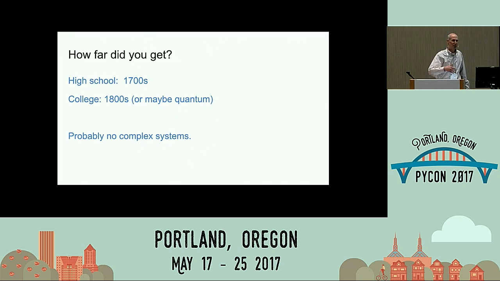If you went through a pretty standard high school and college curriculum, you probably got up to about 1800. In high school, you learned Newtonian physics, and that got you up to about 1700. In college, you might have done thermodynamics and got up to the 1800s. If you did quantum, that got you into the early 20th century. But I'm curious to know, did anybody learn anything in college that was discovered after 1950? All right, good. But often not things like complex systems.